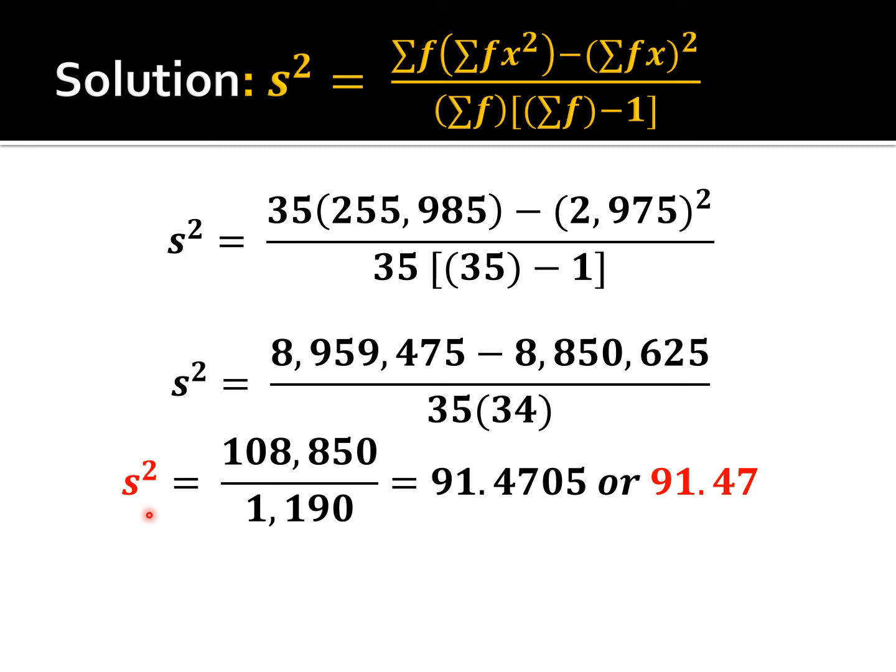That is for the sample variance, and of course for the sample standard deviation, we have the square root of the sample variance. So the square root of 91.4705, we have 9.56.